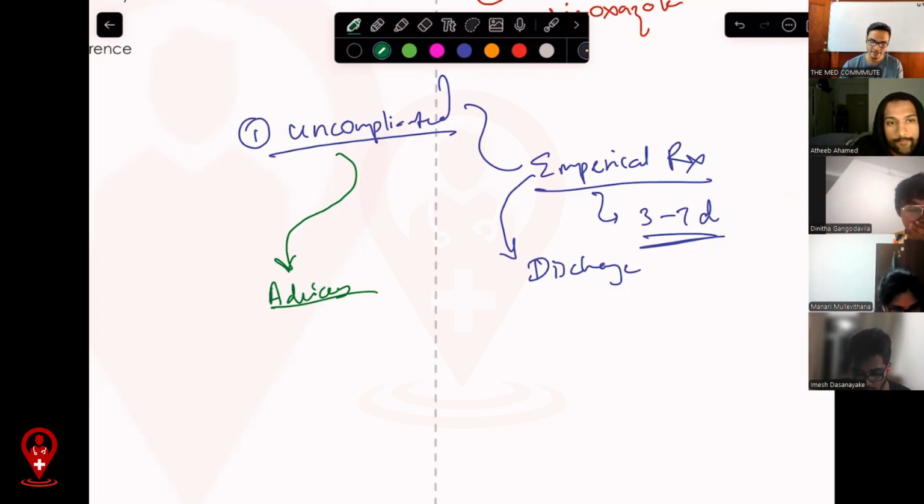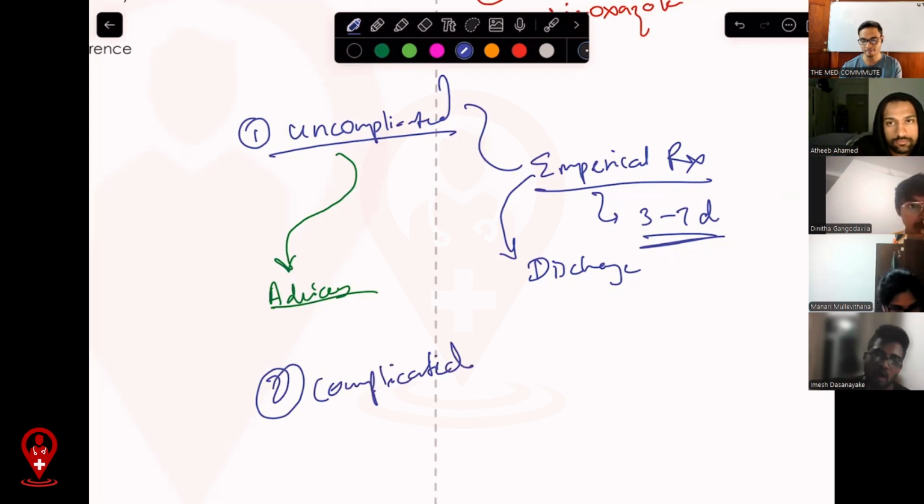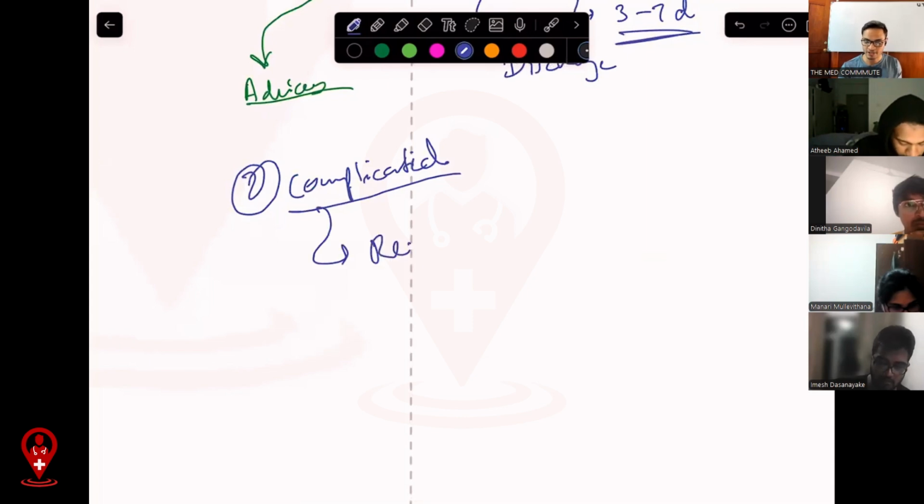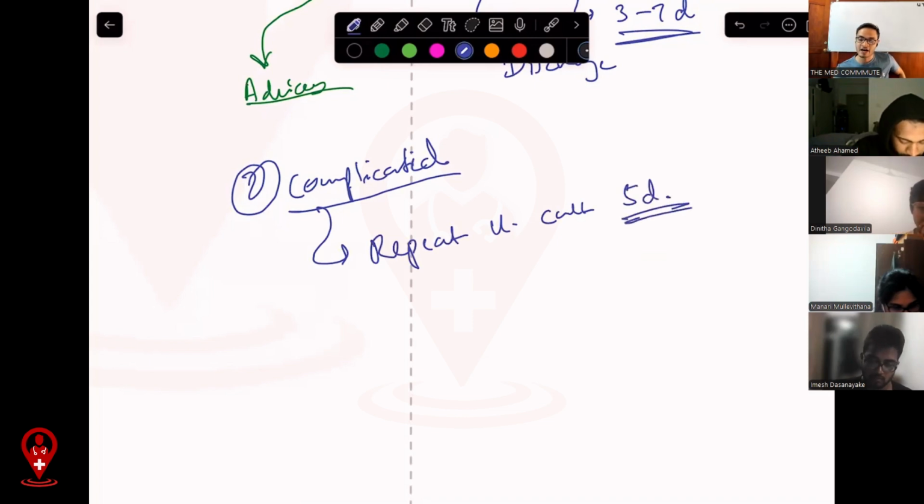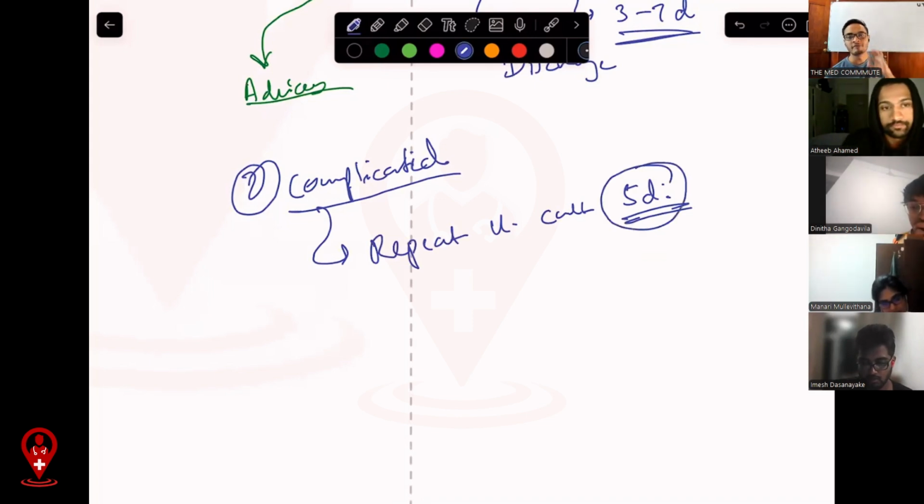If it is complicated, what did we say, guys? Complicated. We are going to do empirical therapy, but we must do investigations. The choice of drugs we've talked about. Here, guys, what I want to tell you all, we tell the patient to come for a repeat urinary culture, right? Repeat urinary culture 5 days after starting the management. Remember when we were talking about relapse, reinfection, and treatment failure? Within the first week, we told the patient to come. This is that. By the 5th day, we tell the patient to come for a repeat urinary culture. We want to see if the antibiotics are working.